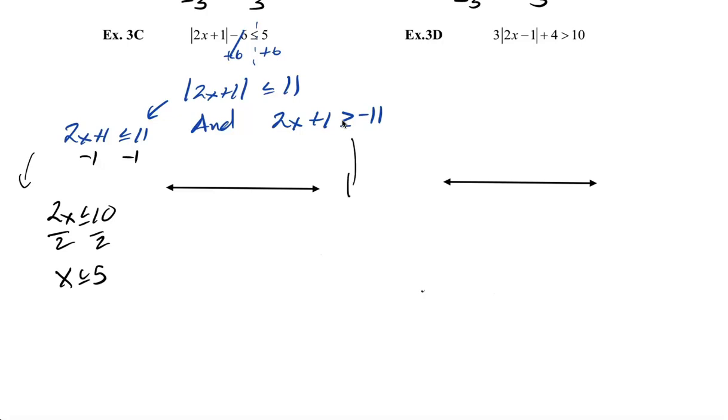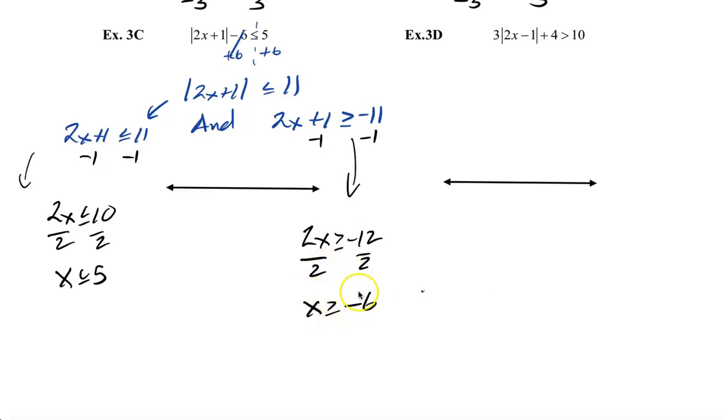Let's finish this one off before I do anything else. Minus 1. 2x is greater than or equal to negative 12. They're both negative. Anytime they're both negative, you get bigger. So negative 12. And divide by 2. X is greater than or equal to negative 6. Again, divided by 2, I don't switch anything.